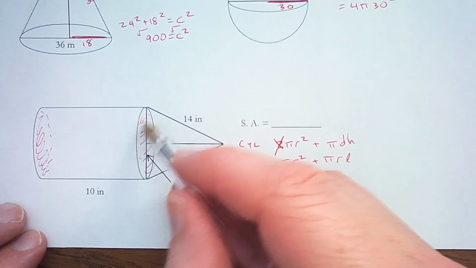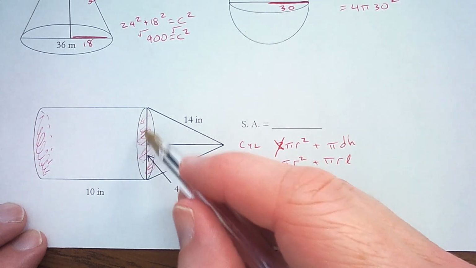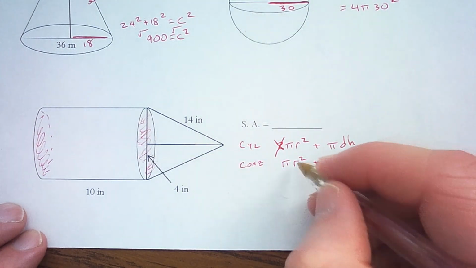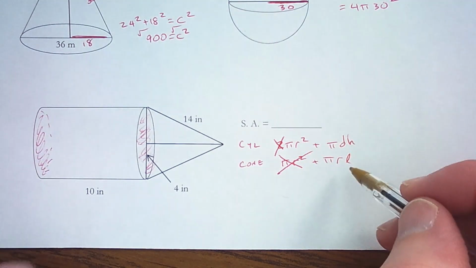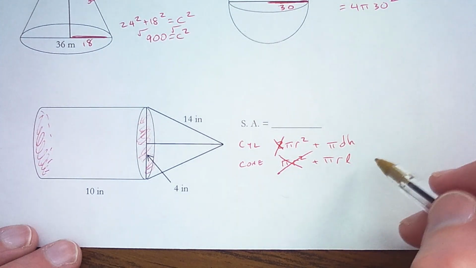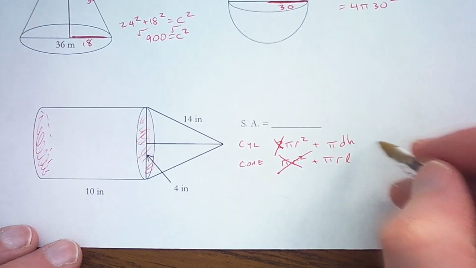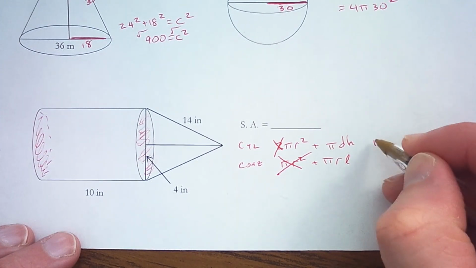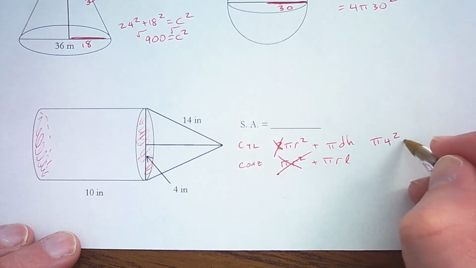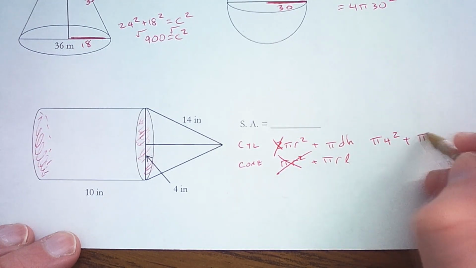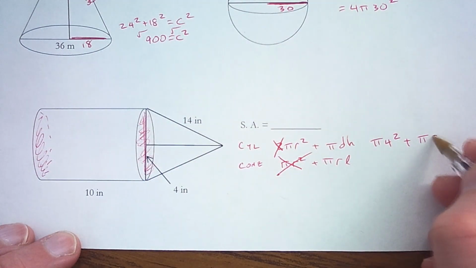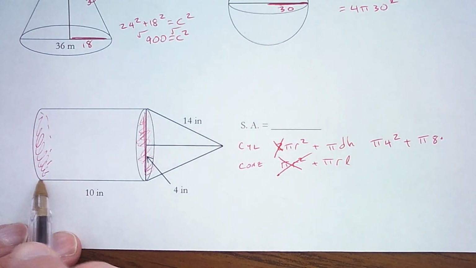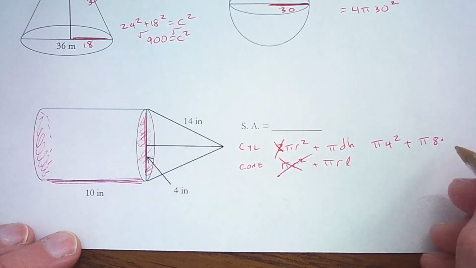Now the cone has its base right here, but it's covered up by the cylinder, which means the cone does not have any bases on the surface. So no pi r squared. So we've got pi r squared plus pi dh plus pi r l. For the cylinder, pi r squared is pi 4 squared plus pi dh, pi times the diameter, which is 8, times the height of the cylinder, base to base, which is 10.